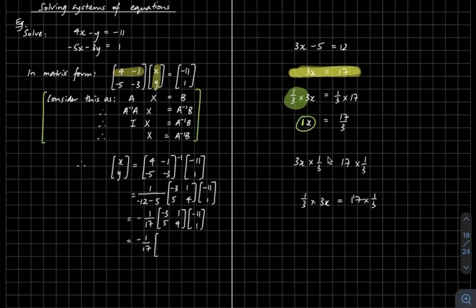Negative 3 times negative 11 is positive 33, plus 1 times 1 is 1. 5 times negative 11 is negative 55 plus 4. So what's that equal to? Negative 1 on 17. And this matrix is 34, negative 51. And now I can multiply the negative 1 on 17 into the brackets there. And both of these are multiples of 17, so that becomes negative 2 and positive 3.